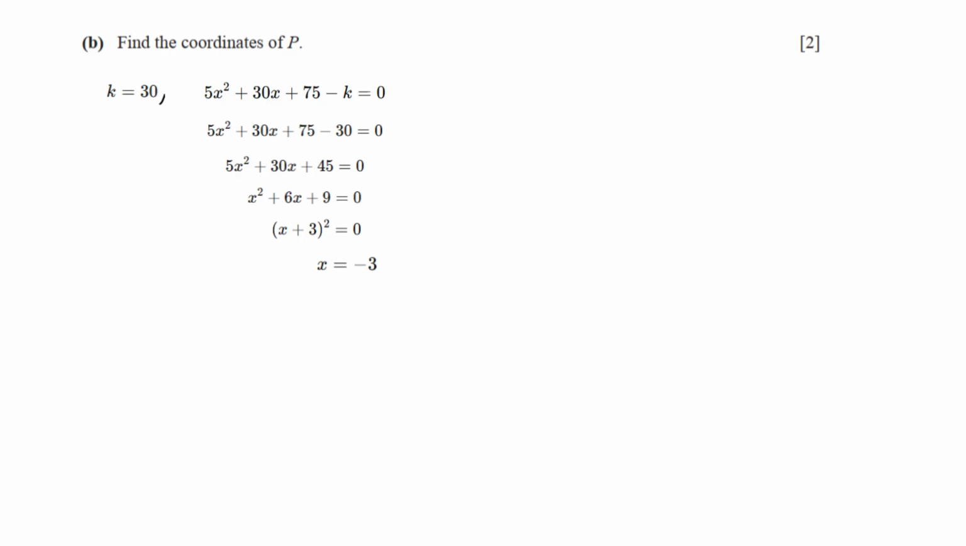To find the value of y, substitute x equal to negative 3 in the equation y is equal to x plus 5. So y is equal to negative 3 plus 5 is equal to 2. So the coordinate of P is negative 3, 2.